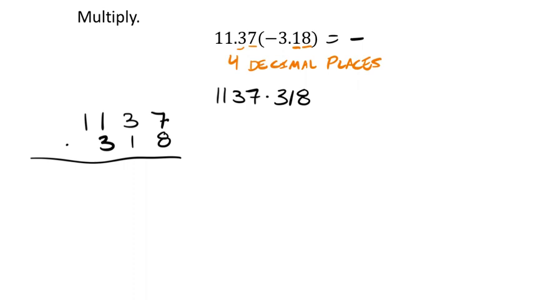Okay, so I'm going to start with the ones place value. That's an 8 times a 7. That's going to be 56. Carry the 5. 8 times the 3 will be 24 plus 5, 29. Carry the 2. 8 times 1 is 8, but add the 2 is 10. So we'll carry the 1. 8 times 1 is 8, but add 1 makes that 9. Now that was just 8 times 1,137.